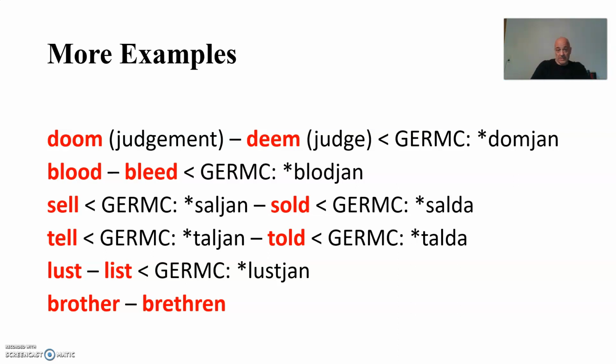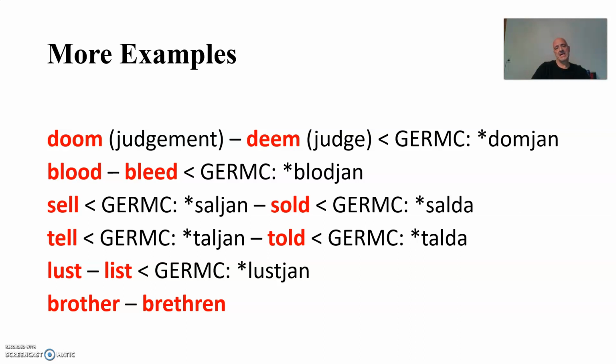Sell and sold, an interesting case, because sell has the e umlaut this time. Saljan, seljan, sellan, sell, short vowel, no great vowel shift. And then you have sold, the past tense, which was salda. There is no e umlaut, and therefore salda turned into sold, and then sold in the great vowel shift. So here, the infinitive, present tense, has the e umlaut, not the past tense.